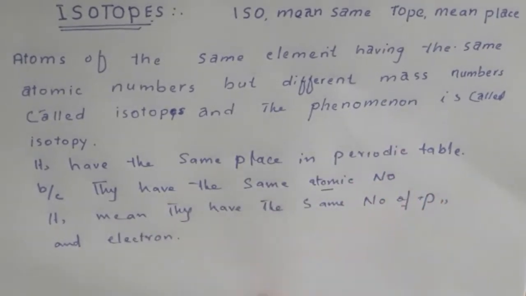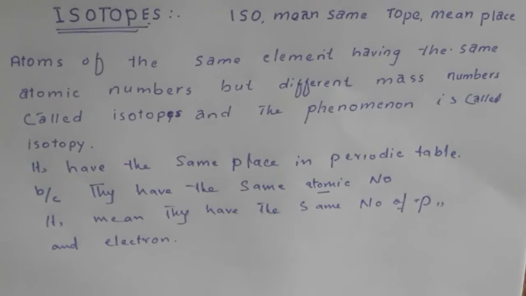Why is the mass number different? Because they have a different number of neutrons. So when they have different numbers of neutrons, therefore isotopes have different physical properties and the same chemical properties.